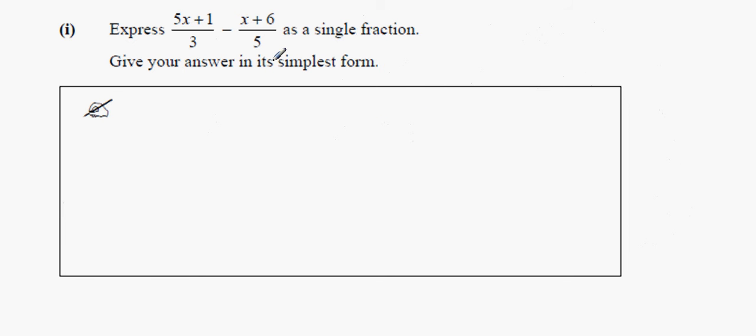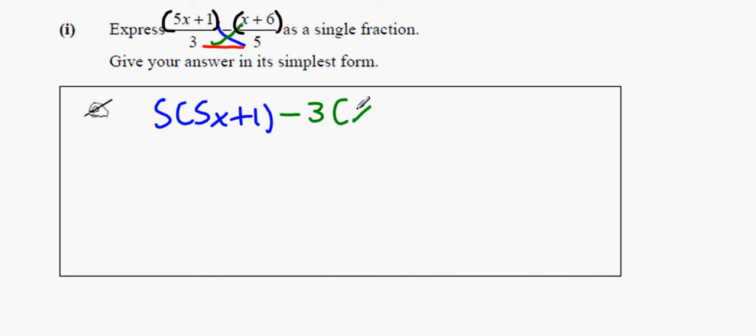Now next part. Once again, the tale of 3 lines. We have the red line, we have the blue line, and we have the green line. Remember to put your numbers into their brackets before you begin. Now what happens here is the following. We're going to get 5 into the blue line, 5 into 5x plus 1. Next to the green line, it's going to be minus. See the minus here? Minus 3 into x plus 6. And that's all going to be divided by the red line, which is 3 multiplied by 5, which is 15.